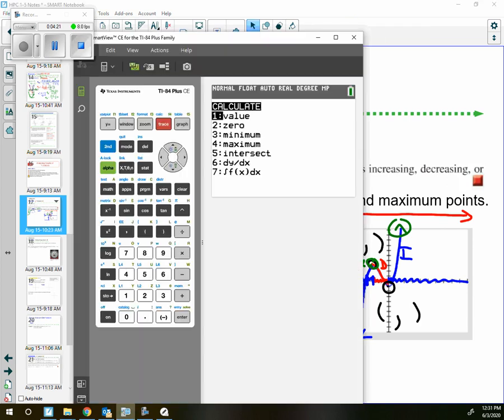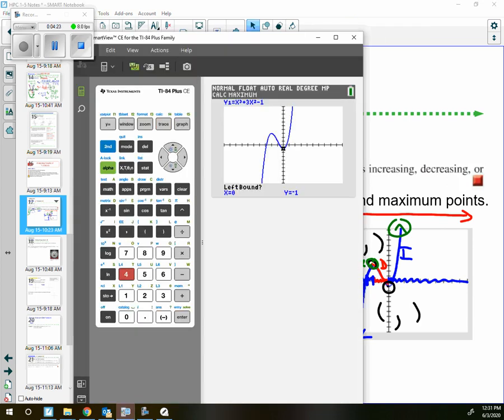So we're going to use our graphing calculator here. We want number 4, which is a max. We're going to do our left bound, which is to the left of where that location is. We're going to do a right bound where the point is to the right of it. And then we're going to do our guess. And again, the guess is to help us figure out if there's more than one.